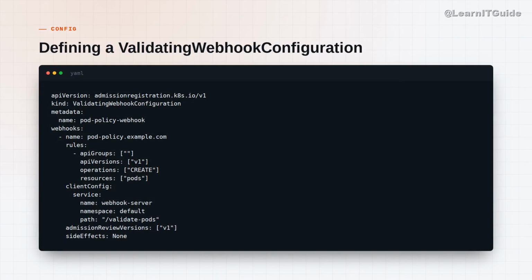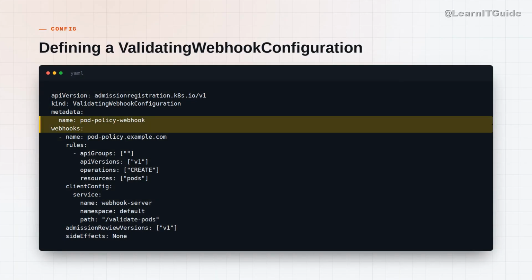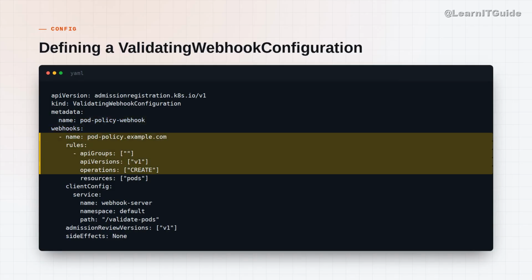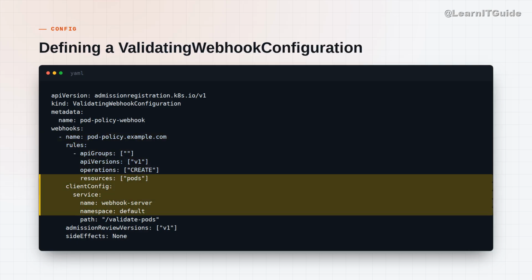Let us look at a real configuration for a webhook. On lines 4 and 5, we give our webhook a name. Lines 6 through 10 define our rules. Here, we are saying we only care about the create operation for pods. If someone tries to update or delete a pod, this webhook is ignored. Lines 11 through 15 tell the API server where to send the request. We point it to a service named Webhook Server in the default namespace. This is where your custom logic lives.